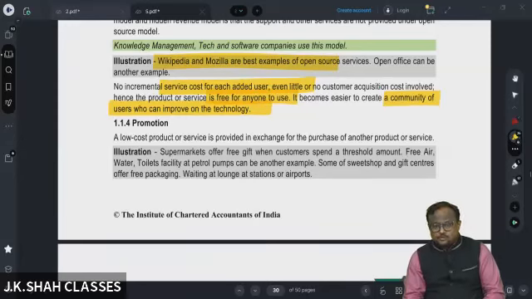Yes, WhatsApp can also be called open source. We are not paying for it.